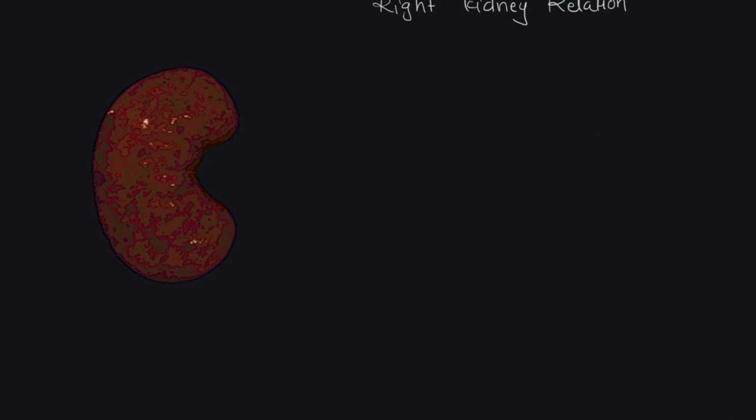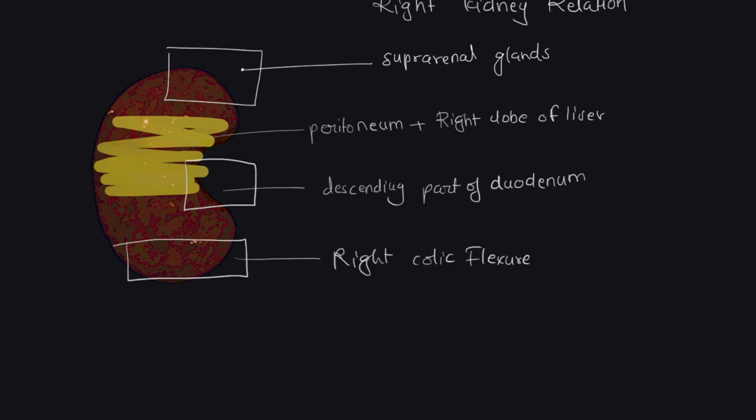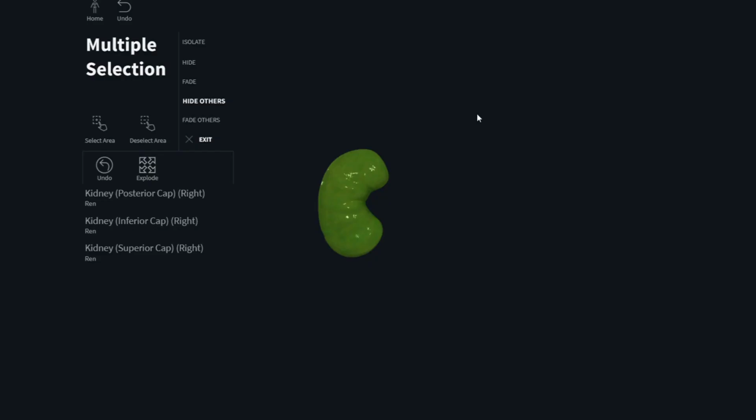Let's take a look at the relations of the right kidney. Before, we saw the relations of both of the kidneys in general, but there are certain relations that are very specific to each kidney. So the right kidney includes, superiorly, the suprarenal gland. Then medially, there is the peritoneum. Right below it, we have the peritoneum that separates its relation with the right lobe of the liver. Then we have the descending part of the duodenum, that's retroperitoneal, and it's in close contact with the medial area of the right kidney. Then lastly, we have the colic flexure that makes up the inferior relation of the kidney.